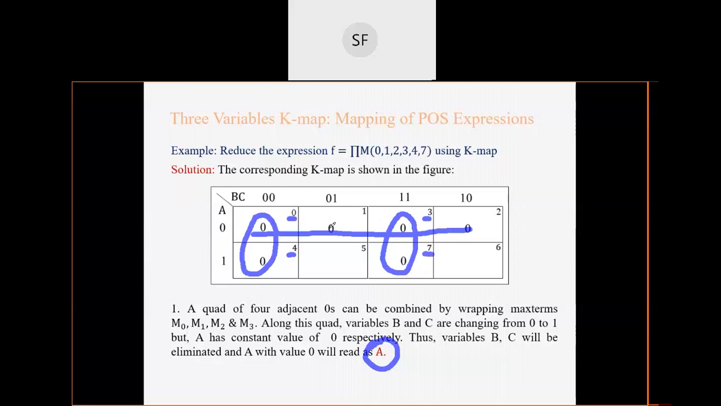So in this particular example, one quad and two pairs are possible. So that means in your minimized function, total three terms will be there. How three terms? One term of your quad will come, that is A, we have already seen that. The second term will come from this pair and the third term will come from this pair.